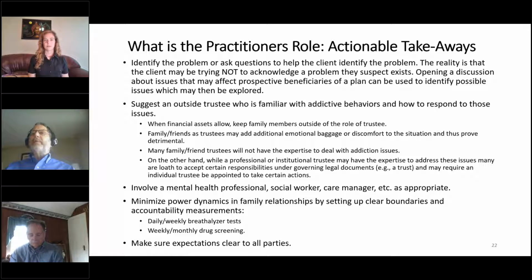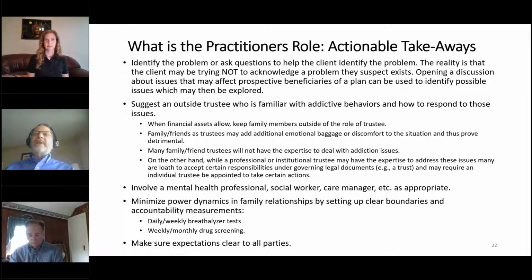Suggest an outside trustee who's familiar with addictive behaviors. My default is to always encourage an institutional trustee, because they have people that have seen these issues, these problems, and will have more familiarity with it. Now, there's some issues that you'll face with institutional trustees, because there's certain roles or decisions that they may not be comfortable assuming, but that doesn't mean they don't have the expertise to help identify issues that maybe we as attorneys or accountants or financial advisors may not see. I won't even recount the myriad of different times where a senior, well-knowledgeable, well-experienced trust officer has identified these types of issues where they were hidden from me and I just didn't see them, and they spotted them fairly quickly.